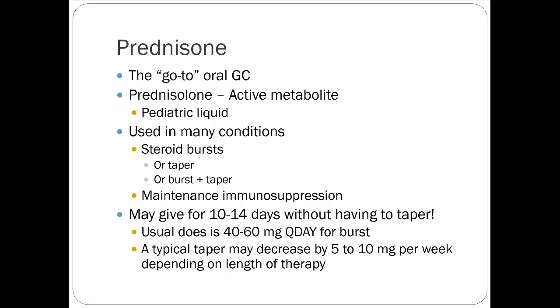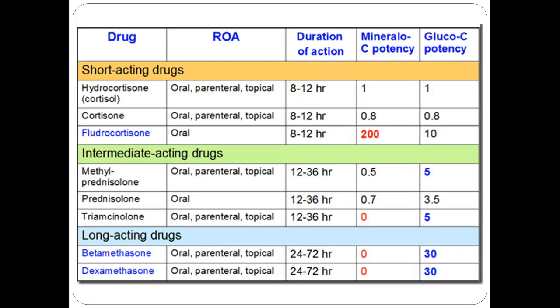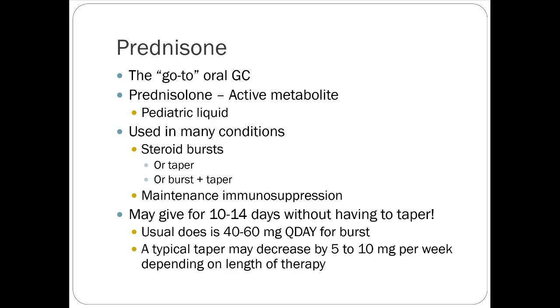Prednisone, again, it's very similar on this chart to prednisolone, not too much different as far as kinetics go, and potency. Prednisone is the go-to oral glucocorticoid. It gets metabolized into prednisolone, which is the active metabolite. So if you prescribe prednisolone, it does come as a liquid, and it's really pretty much 1-to-1. There's a little bit of a different potency there, but we pretty much prescribe it 1-to-1.